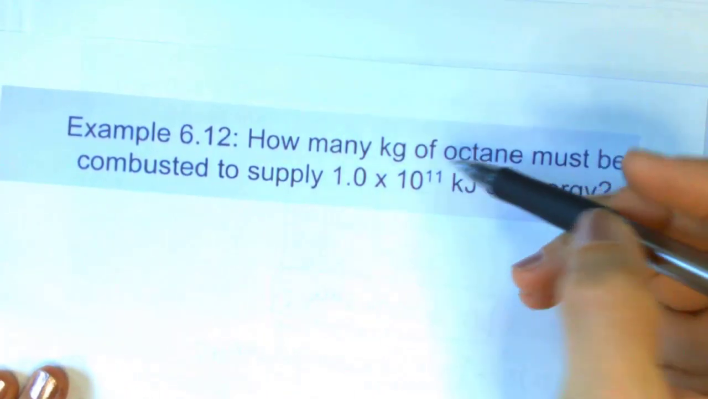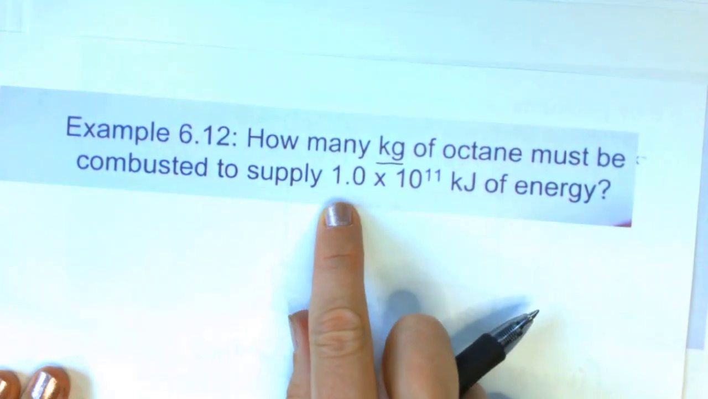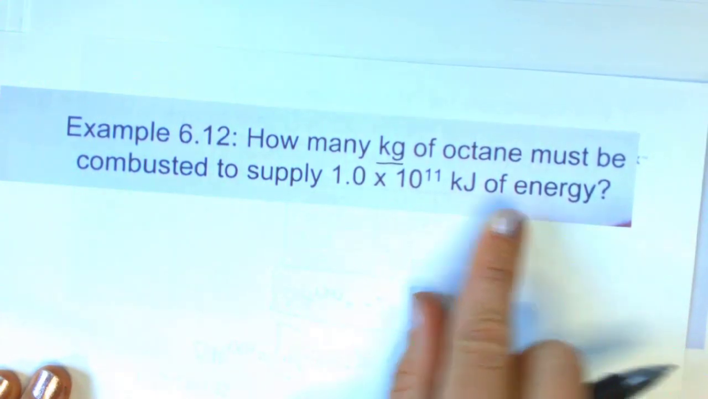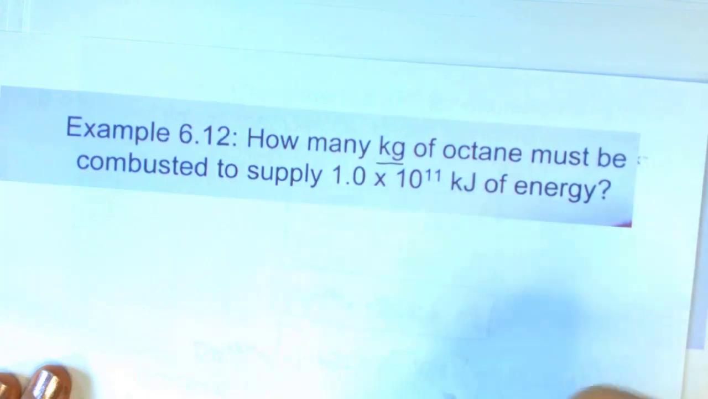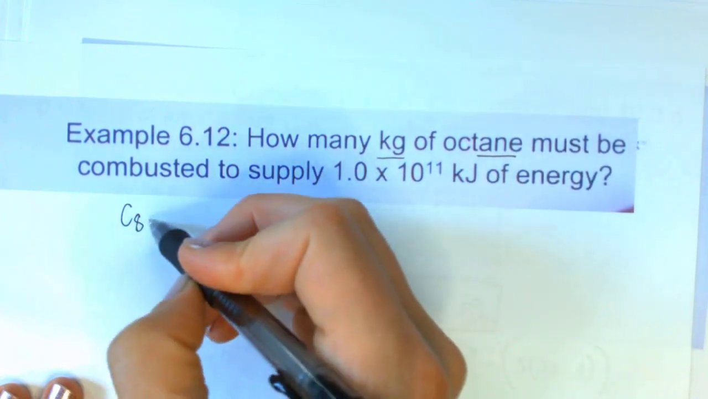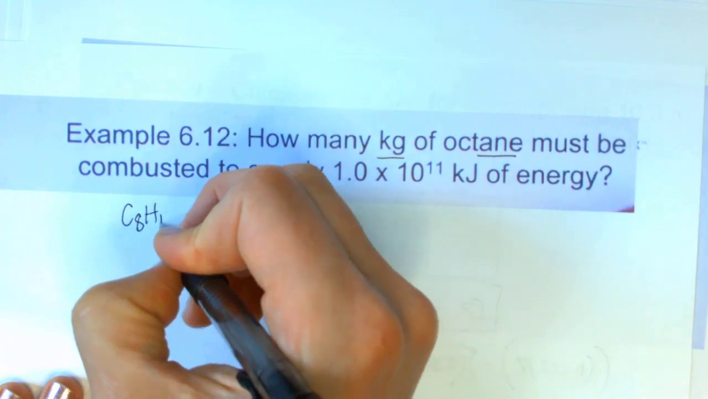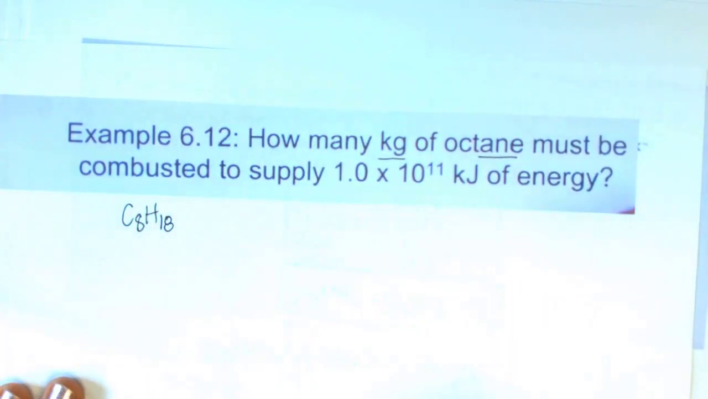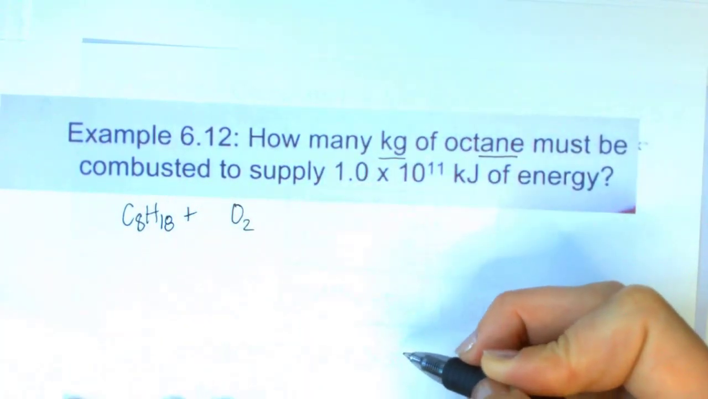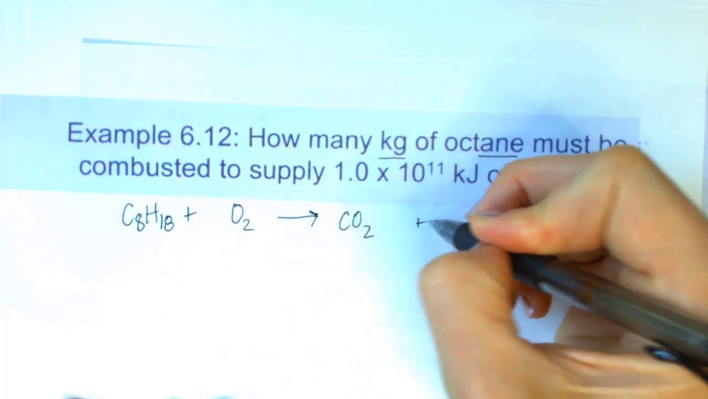It wants to know how many kilograms of octane must be combusted to supply 1.0 times 10 to the 11th kilojoules of energy. Okay, so first, let's write this reaction out. Octane is C8, and it's an ane, so it's 2n plus 2. So 8 times 2 is 16, 17, 18. C8H18 plus, if it's combusted, we know that oxygen is added, and we know combustion results in CO2 and H2O.